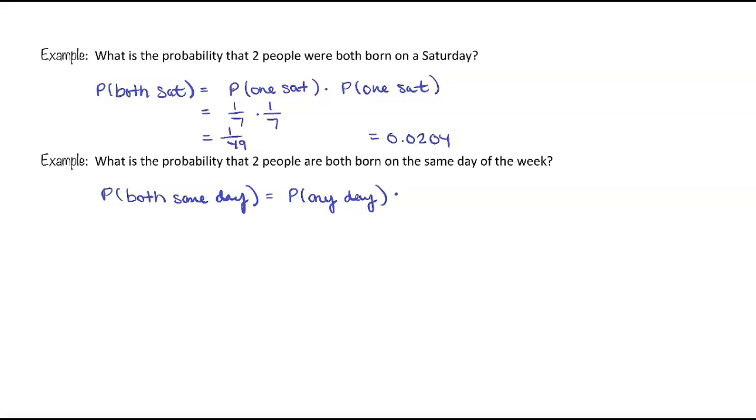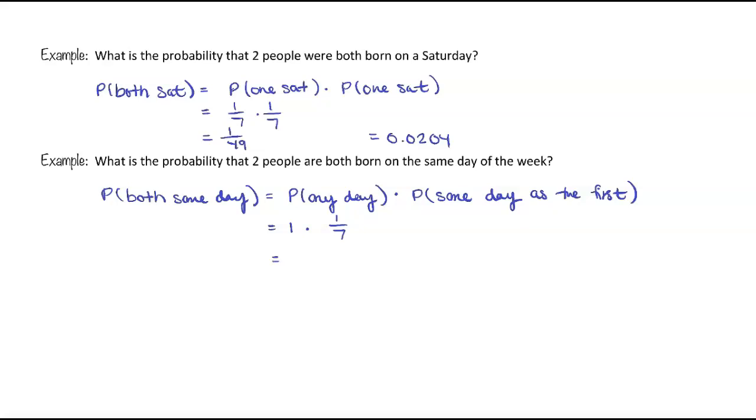But once we know what day that person is born on, it changes the way we look at the second person. We need to know the probability of that second person being born on the same day as the first. What's the probability that a person is born on any day of the week? 1. And what's the probability that the second person will be born on the same day as the first? 1 in 7. No matter what day the first person is born on, the probability that the second will be born on that same day is 1 divided by 7.